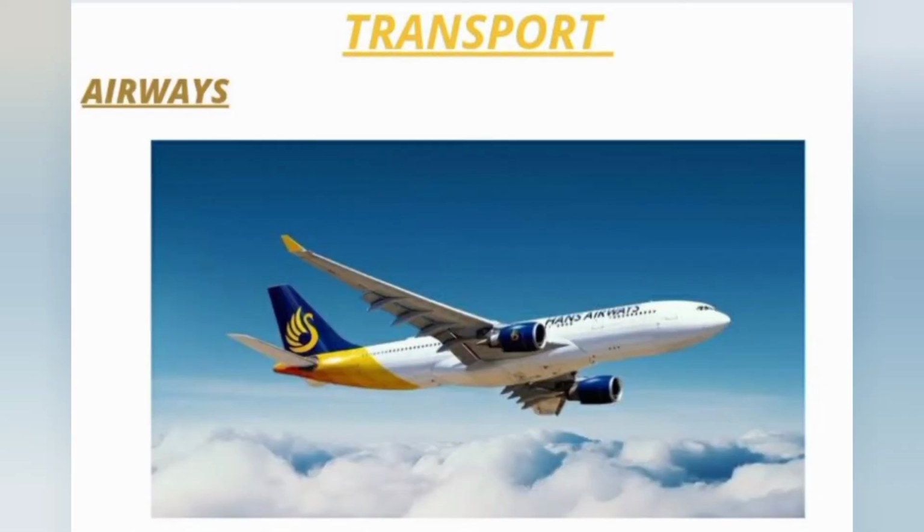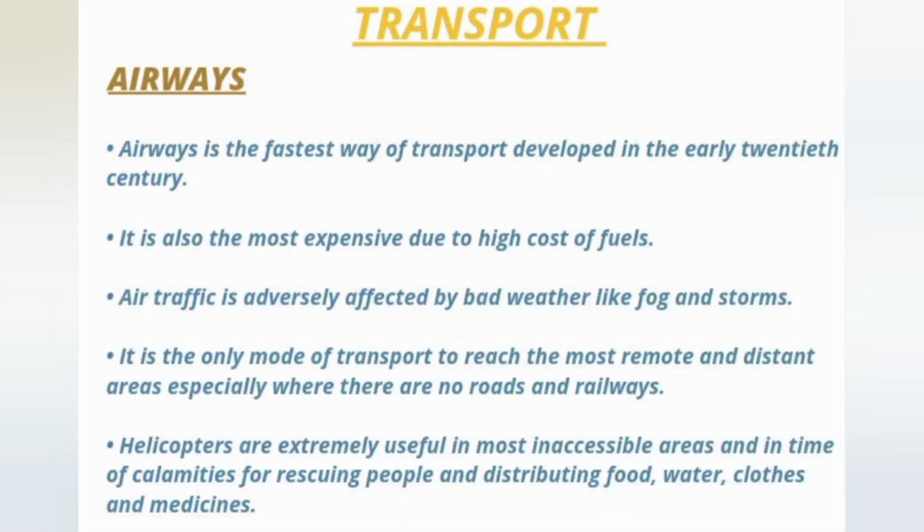Now we will discuss airways. Airways is the fastest way of transport developed in the early 20th century. It is also the most expensive due to the high cost of fuel. Air traffic is adversely affected by bad weather like fog and storms. It is the only mode of transport to reach the most remote and distant areas, especially where there are no roads and railways.